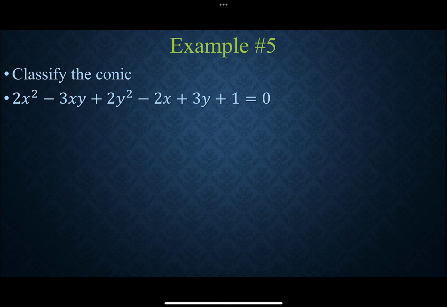So we can clearly see there's an xy term here. So you might be tempted to go looking at, okay, it's 2x squared, 2y squared, they're both positive and they're both the same, therefore this has to be a circle. But the negative 3xy in the middle is going to change things up a little bit. First off, for the rotations, it can only ever be an ellipse, parabola, or hyperbola.